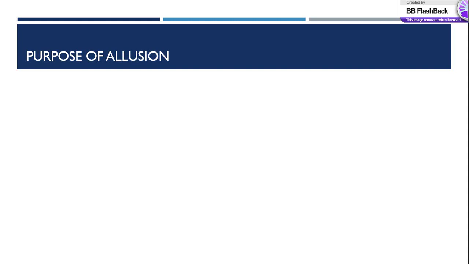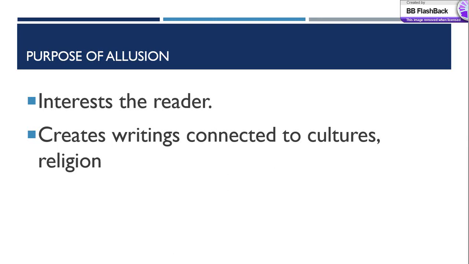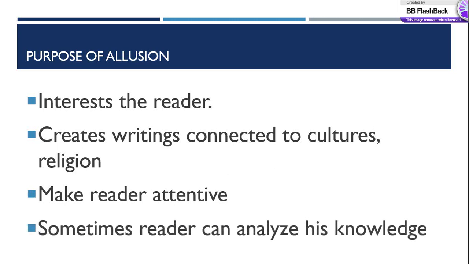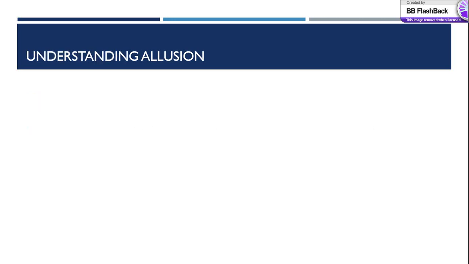So what are the different purposes of allusion? Like every literary device, it has some purposes. First of all, it increases the interest of the reader. Next, it creates writing connected to culture and religion, because this is an indirect reference to cultural norms and religious aspects. Next, it makes the reader attentive, and sometimes the reader can analyze his knowledge, how much he knows about his society, through these indirect references.